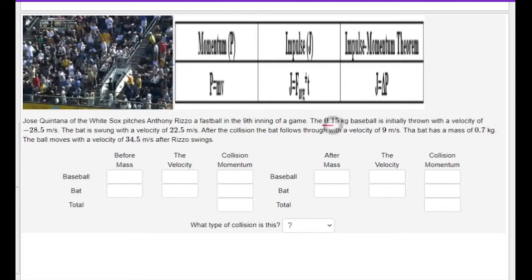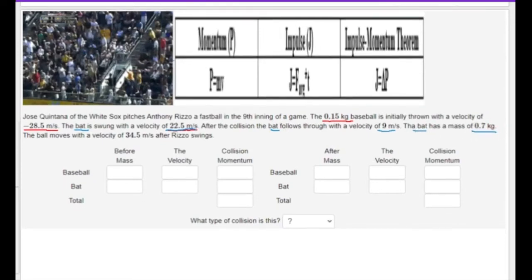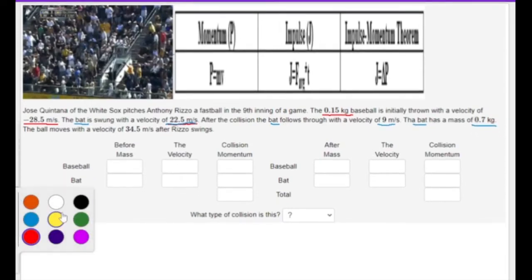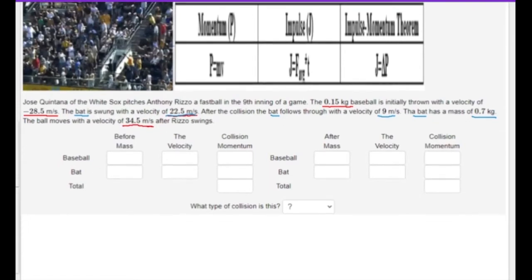The 0.15 kilogram baseball is initially thrown with a velocity of negative 28.5 meters per second. The bat is swung with a velocity of 22.5 meters per second. I'm going to actually put that in a different color because we're talking about the bat now. After the collision, the bat follows through with a velocity of 9 meters per second, and the bat has a mass of 0.7 kilograms. The ball is moving with a velocity of 34.5 meters per second after Rizzo swings.